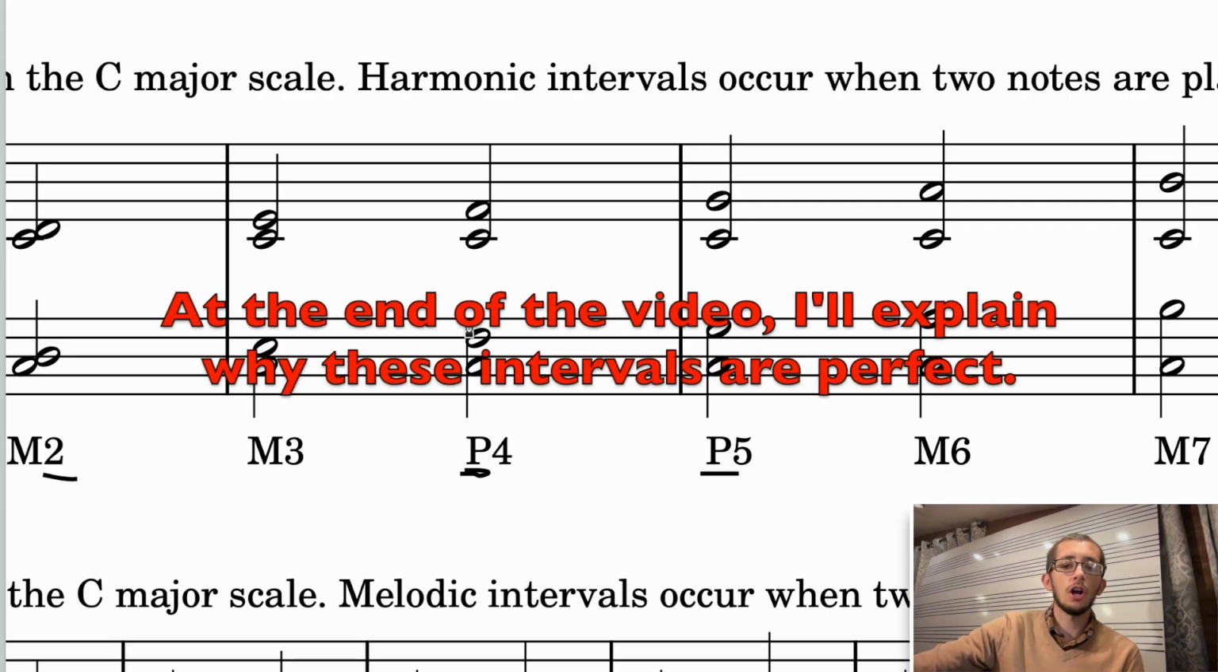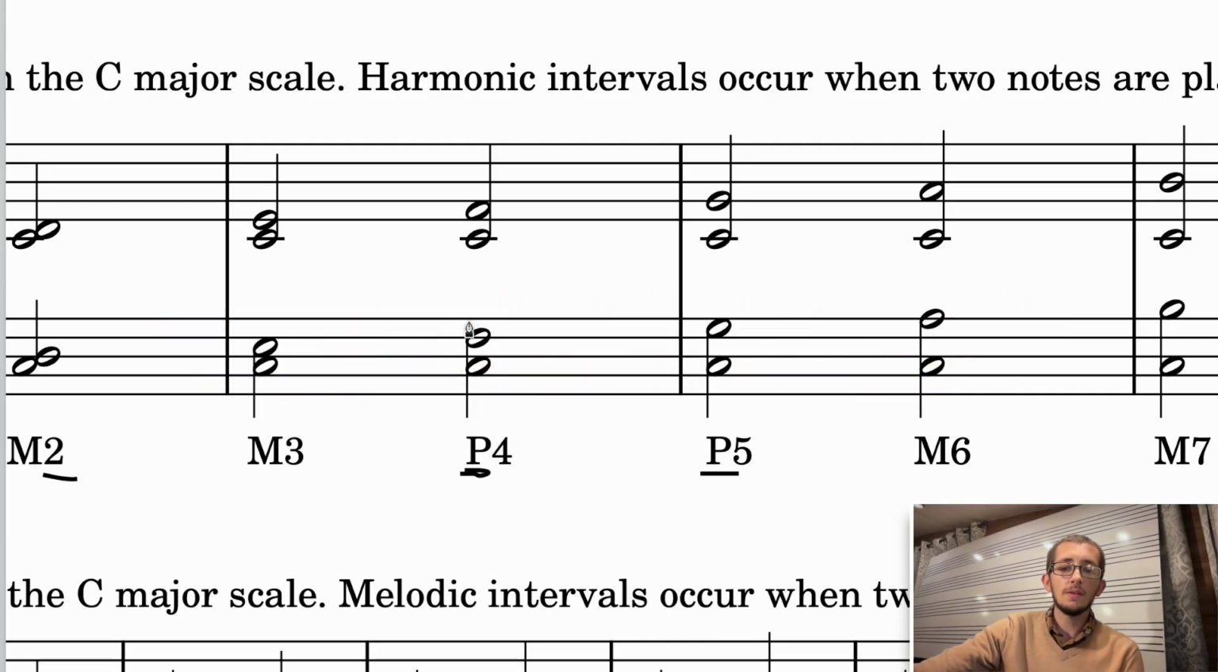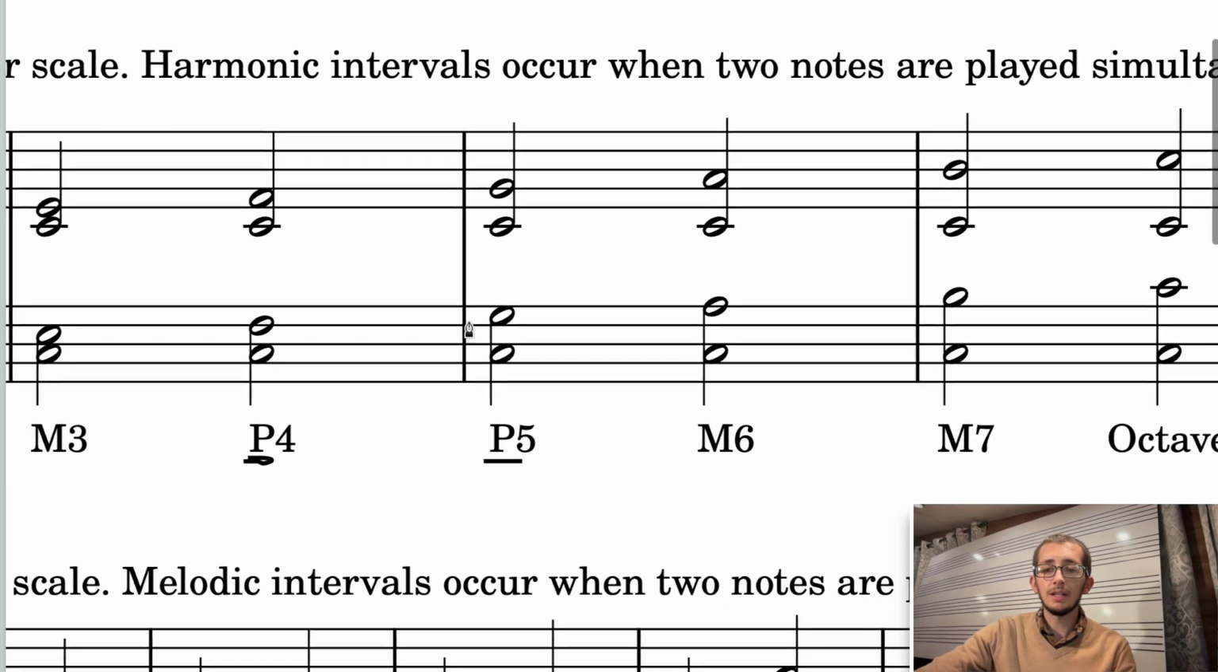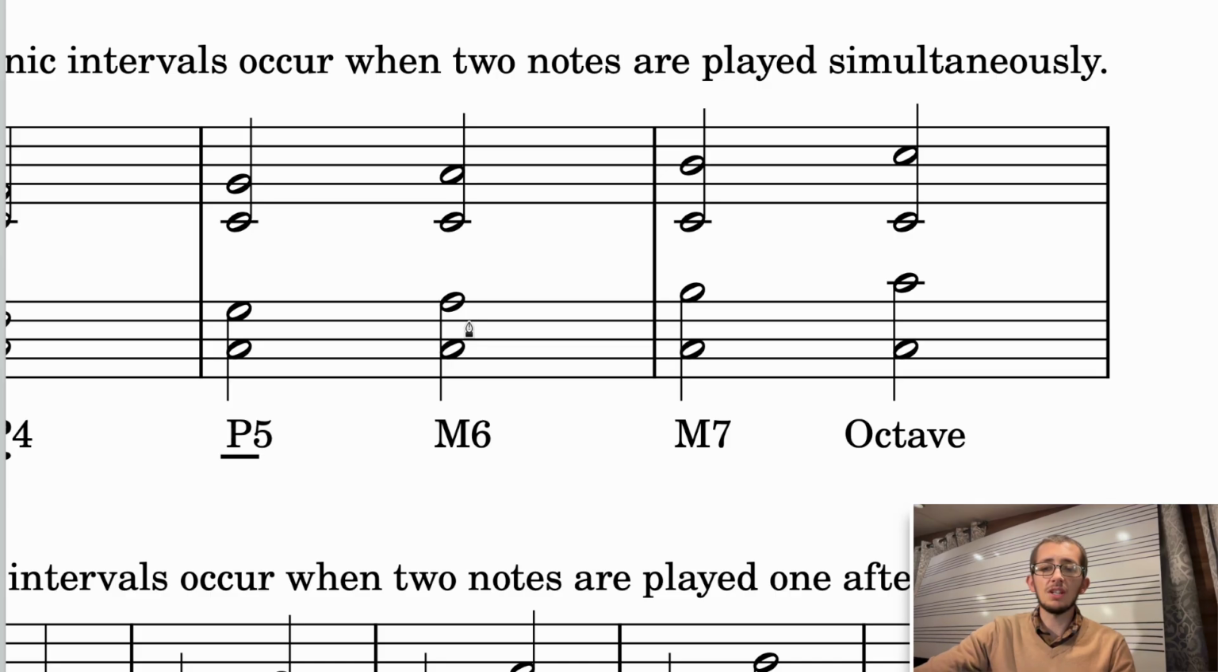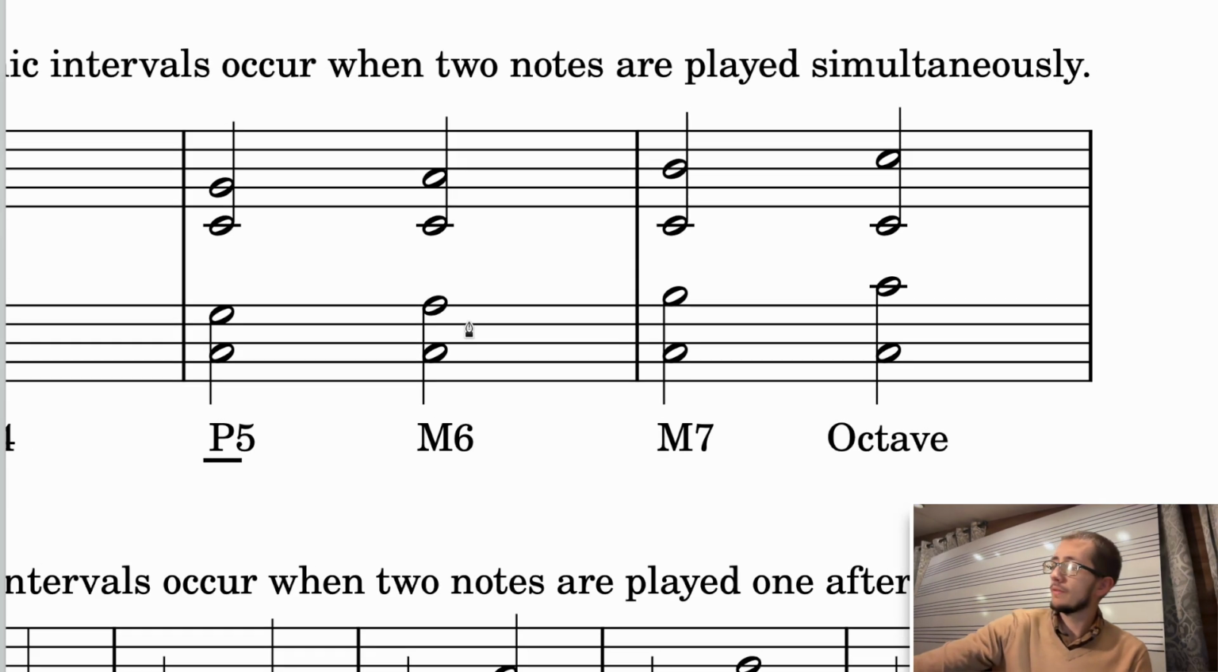So that's actually called a perfect fourth. C to G is called a perfect fifth. C to A is called a major sixth. C to B is a major seventh. And then C to C is an octave. Of course, we know that from talking about octaves in previous lessons. One C to the next C up is the distance of an octave.